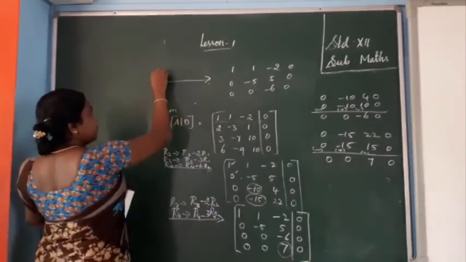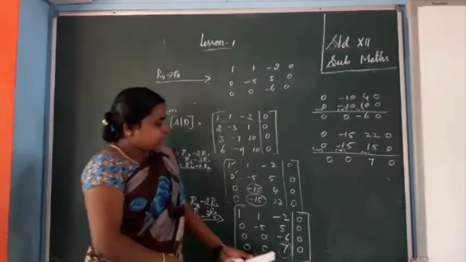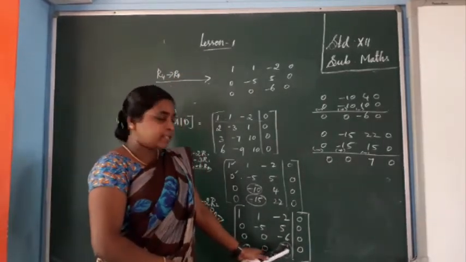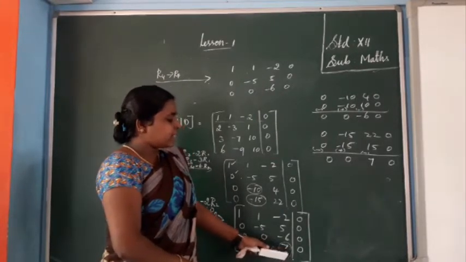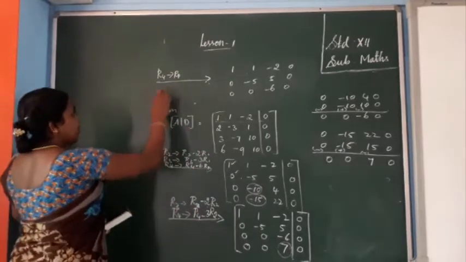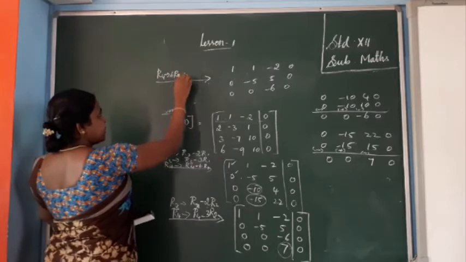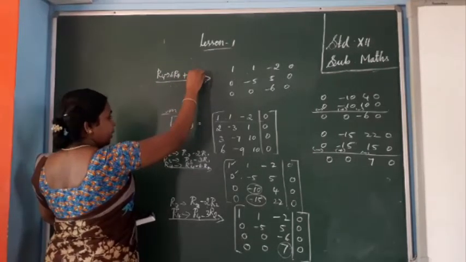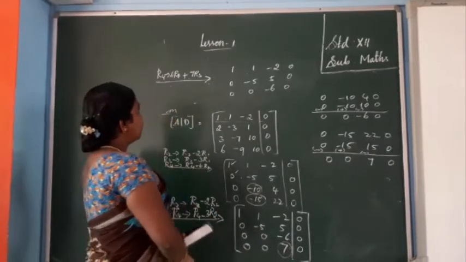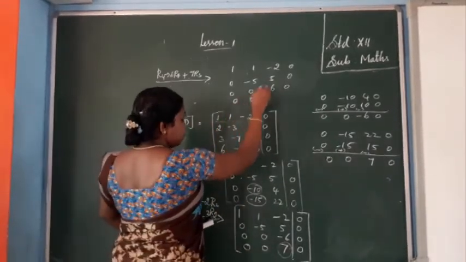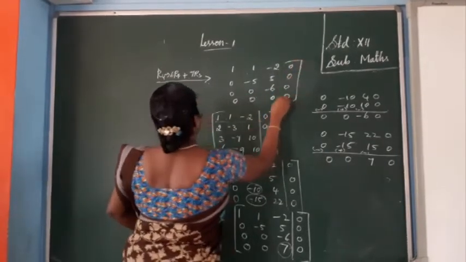Then R4 gives R4. So you see here, what is here? 7. 7 is not divisible by 6, 6 is not divisible by 7. So you multiply R4 by 6 and R3 by 7. Only one element is there, so we can multiply easily. 6 R4 plus 7 R3. So you are multiplying, what does it get? 6 7s are 42. So 0, 0.